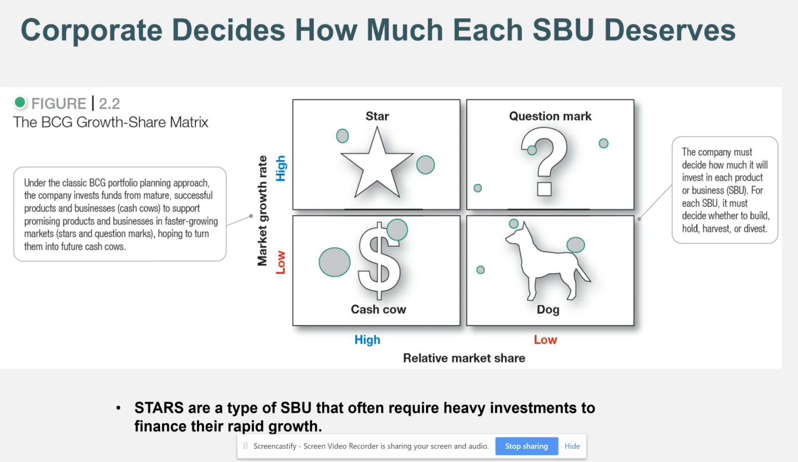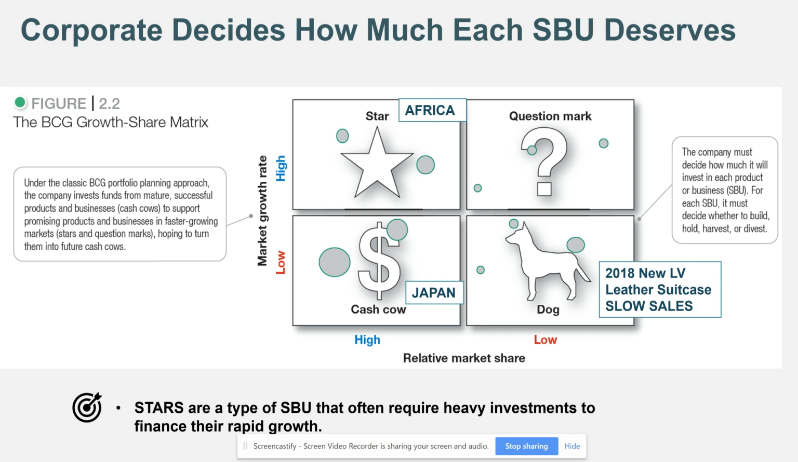But what corporate will do is grab the financials and identify which strategic plans a business unit should do based off of the financials. So in the case of Louis Vuitton, Africa ended up being a star, and stars are often heavy investments, but they have high rapid growth. So Louis Vuitton would say, yes, go after Africa. We identify that it's going to be a high investment, but go after it. For Japan, they say we got a really great market share there, but the growth rate is a little bit low, but we have a high market share. People still love us. So that's our cash cow.